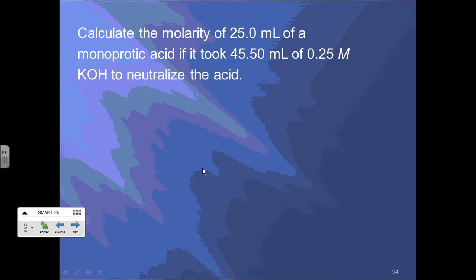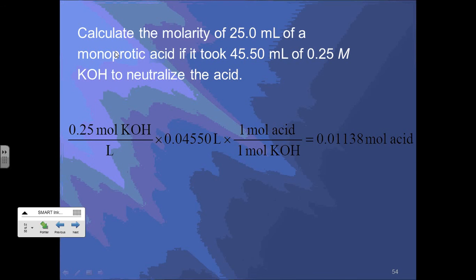Now, we are going to calculate the molarity of 25 milliliters of a monoprotic acid if it took 45.5 milliliters of 0.25 molar potassium hydroxide to neutralize the acid. This mimics the instances where titration can occur. In this case, your known concentration is your potassium hydroxide that's being titrated against your monoprotic acid. The word monoprotic suggests that the acid features one ionizable hydrogen group.